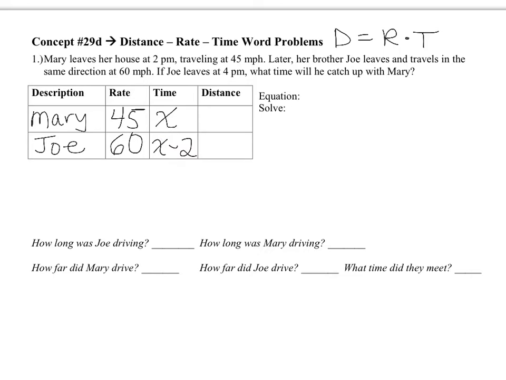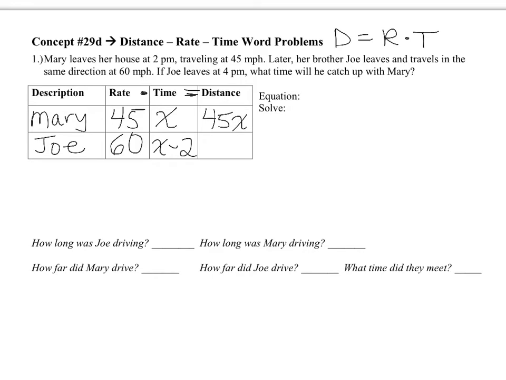All right, so now, distance. The distance column is always, what I want here is the distance of Mary. Well, Mary's rate is 45, her time is X. Well, we get the distance column by doing rate times time equals the distance. So Mary's distance is 45x.